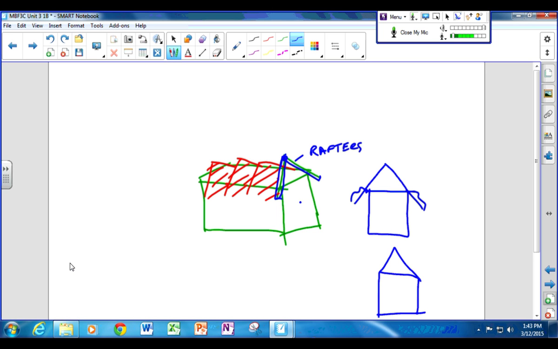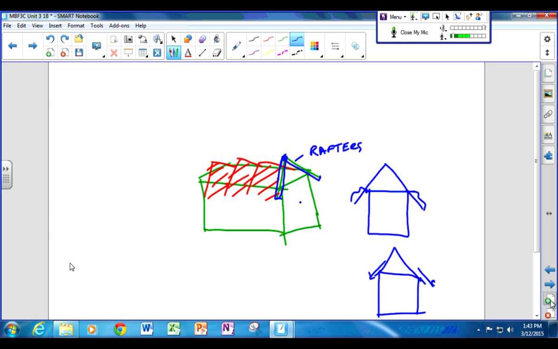But rafters usually hang down a little bit. And what that does is it protects the walls from rain and from some of the elements, and it protects the people as they're walking in and out of the house from snow sliding off. It makes sure that the snow and rain slides away from the house. So those are called rafters.